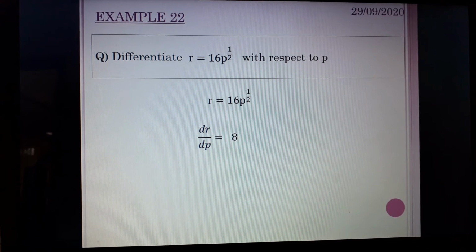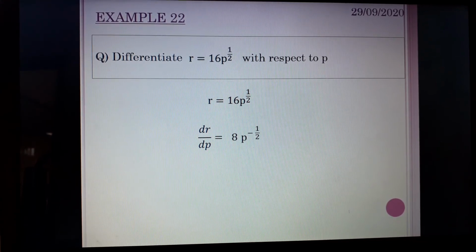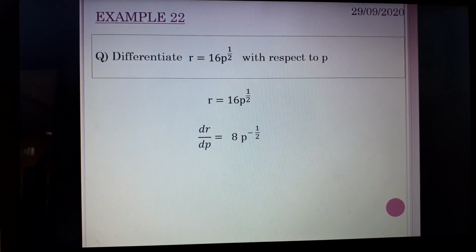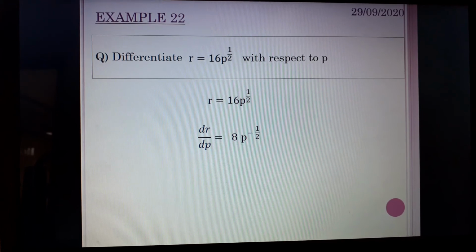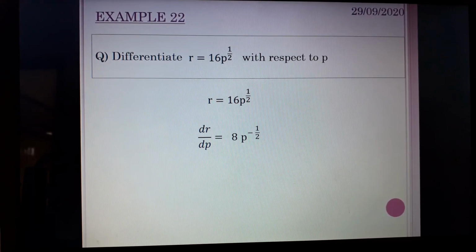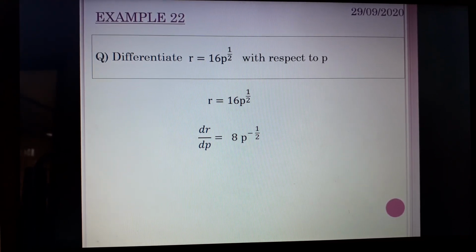Okay, so we multiply by the power, 16 times a half is 8, and we subtract 1 from the power, so we have 1/2 take away 2/2, which is p to the power negative 1/2. Okay, now we have differentiated it. We're not putting in any numbers, so we could leave it like that. That would be absolutely fine to leave it.